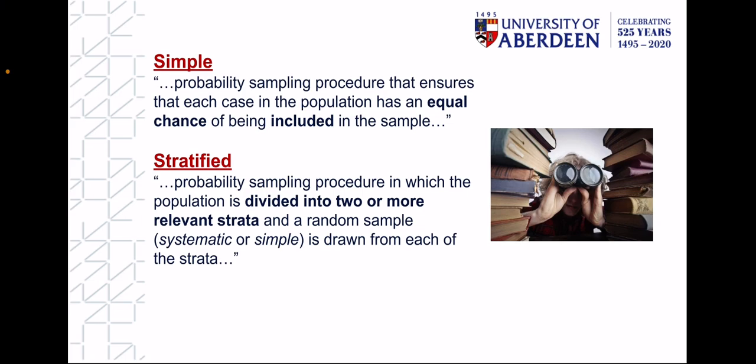Now, the first one is simple sampling, or what we call simple random sampling. Simple random sampling involves selecting the sample at random from the given sampling frame using either random number tables or a computer.